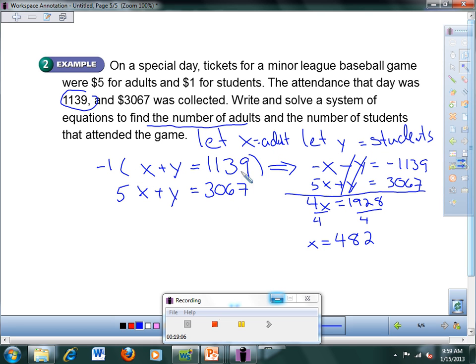And since I have 1,139 tickets altogether, I know that 482 plus y equals 1139. So if I subtract 482 from both sides, y is 1139 minus 482, which is 657. So y is 657. And that's the way you do it.